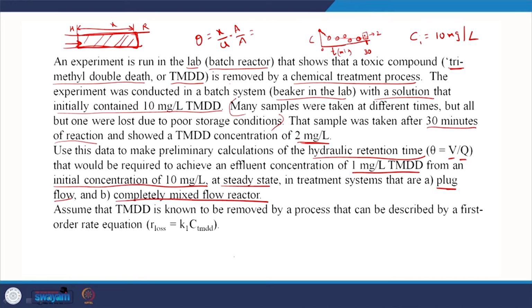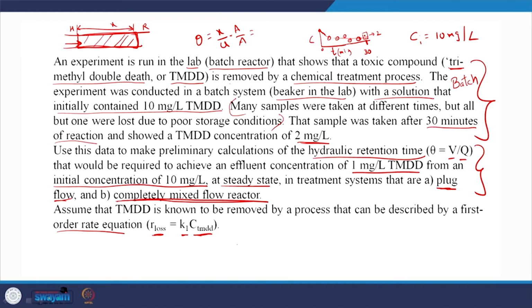plug flow and also completely mixed flow. So, again here we have a case where we have a batch reactor, all this data is from batch, and then we are asked to approximate or estimate the behavior in a plug flow system and also in a completely mixed flow reactor now. So, assume that the trimethyl double death is to be removed by a process that can be described as a first order reaction, or first order rate equation, and the rate of loss is K1 times the concentration of trimethyl double death, right. So, that is what we have out here.